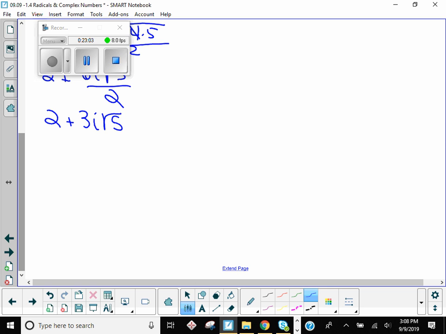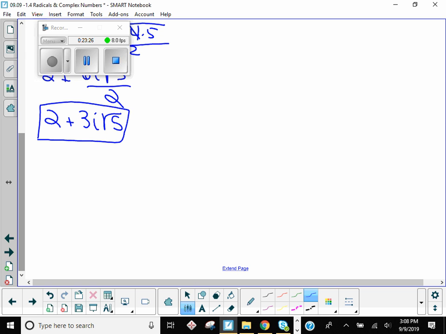Some common mistakes I've been seeing today are people doing 2 plus 3, which is 5, or 2 times 3, which is 6. You can't add these two things because they're not like terms. If 2 had a radical 5 or 2i, you could do that math on it, but they're not like terms, so you have to just leave them separate.